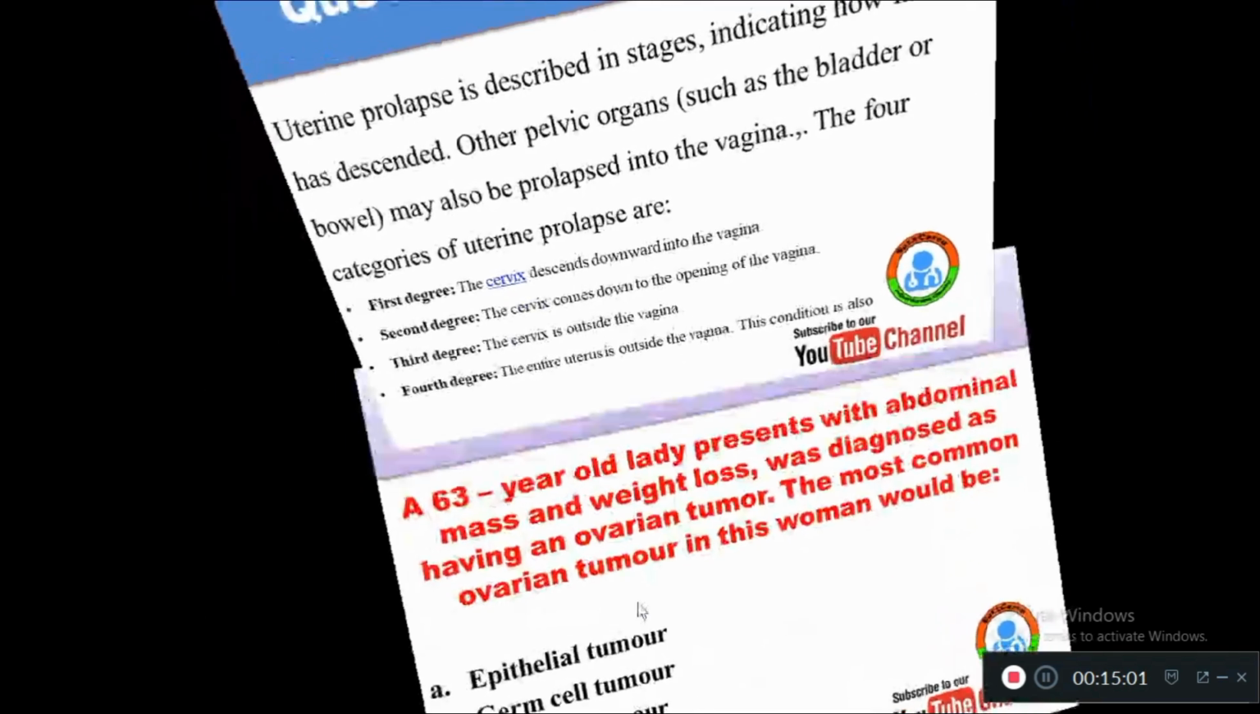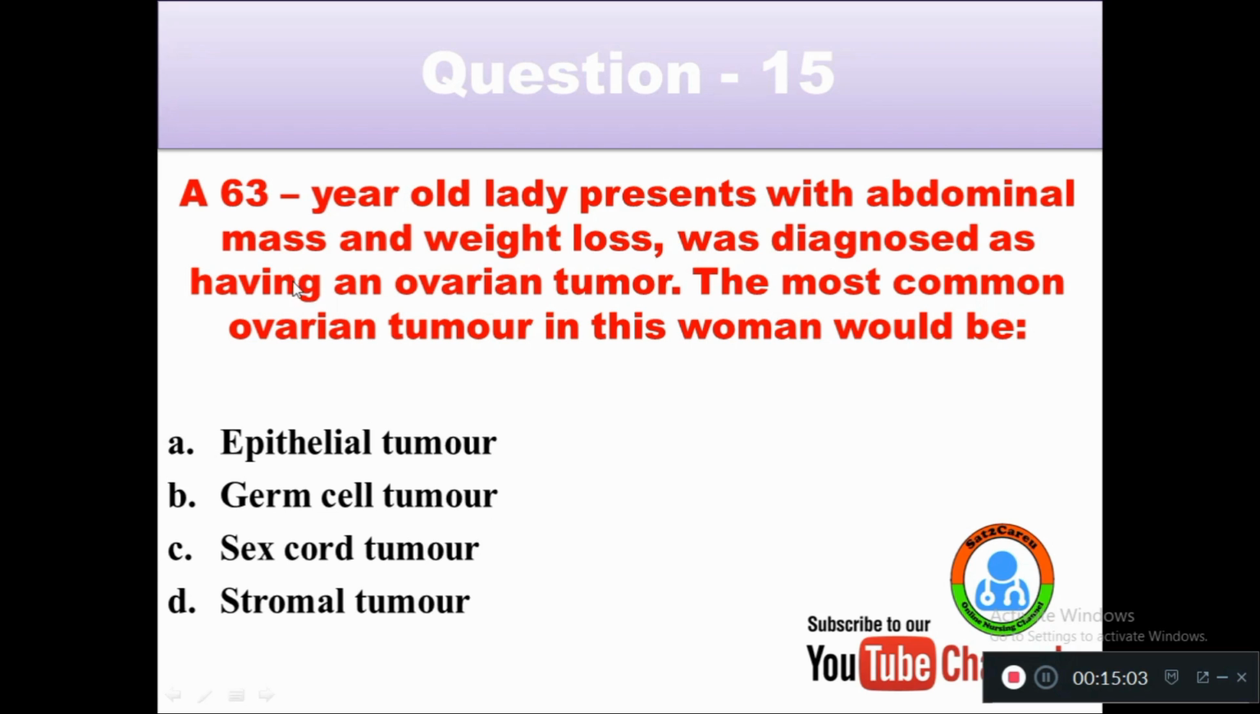Question number 15. A 63-year-old lady presents with abdominal mass and weight loss and was diagnosed as having an ovarian tumor. The most common ovarian tumor in this woman would be option A, epithelial tumor; B, germ cell tumor; C, sex cord tumor; and D, stromal tumor. Let's see the right answer.